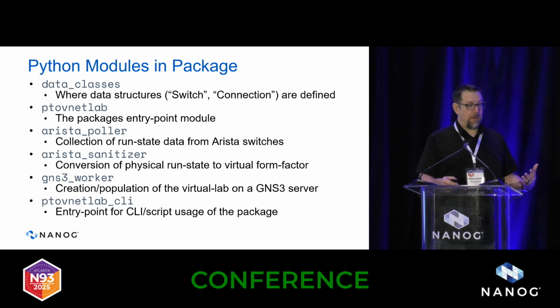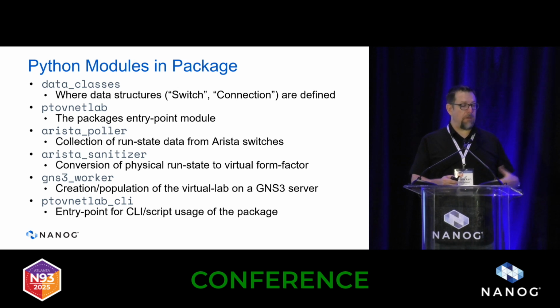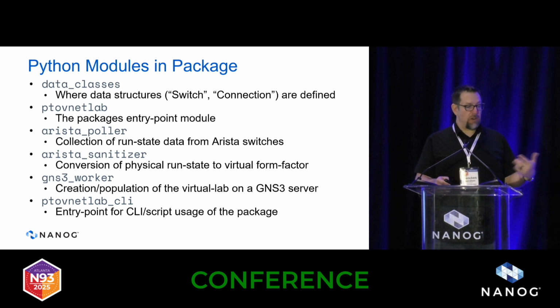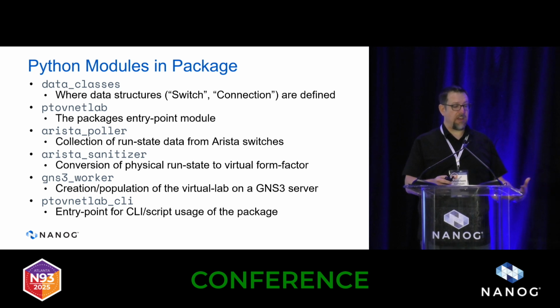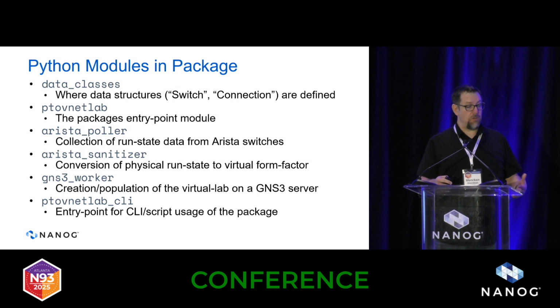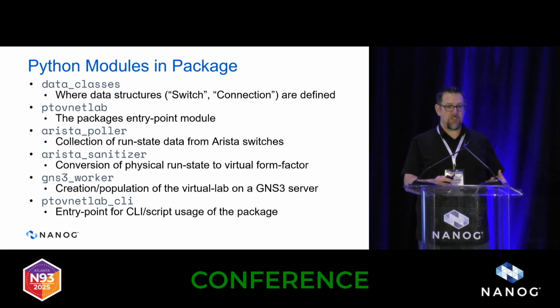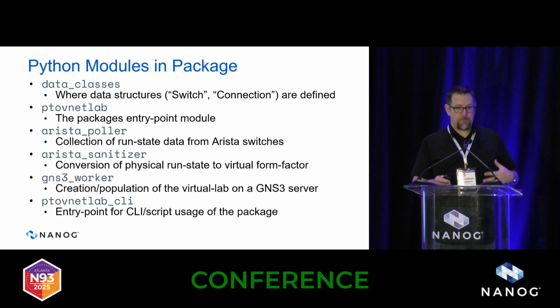Second module is the main module. It's the entry point for the lab, entry point for the package. It's called p2v-netlab, and that runs the overall work. That's where the overall workflow for creating the lab lives, and it orchestrates the next 3 modules. We've got an Arista poller module, which collects run state data from Arista switches. We've got an Arista sanitizer module that converts the run state data from those Arista switches into lab-friendly form. And then we've got our GNS3 worker module, which actually does the build out of the virtual lab.